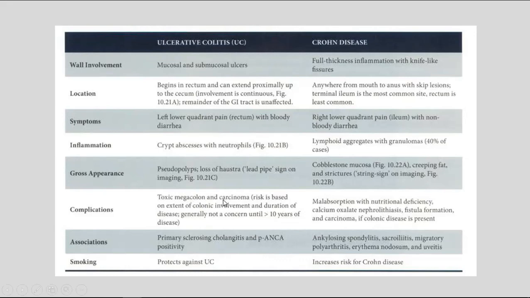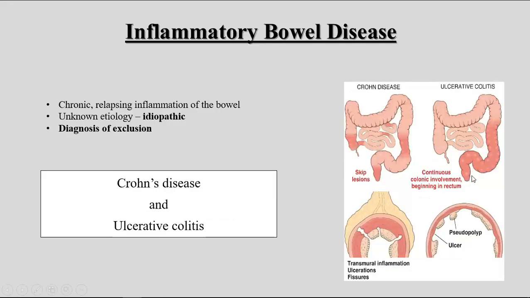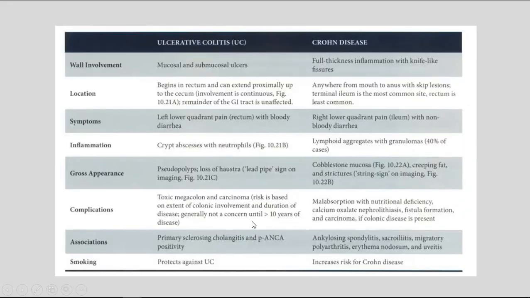And the other thing is carcinoma. It also has a very high risk of developing colorectal carcinoma, and the risk of this carcinoma is based on the extent of the colonic involvement. What does that mean? If it only involves the rectum, you probably have a lesser risk than if it involves the whole descending colon and the transverse colon. It also depends on the duration of the disease. If you have ulcerative colitis for a period of more than 10 years, your risk is significantly increased.